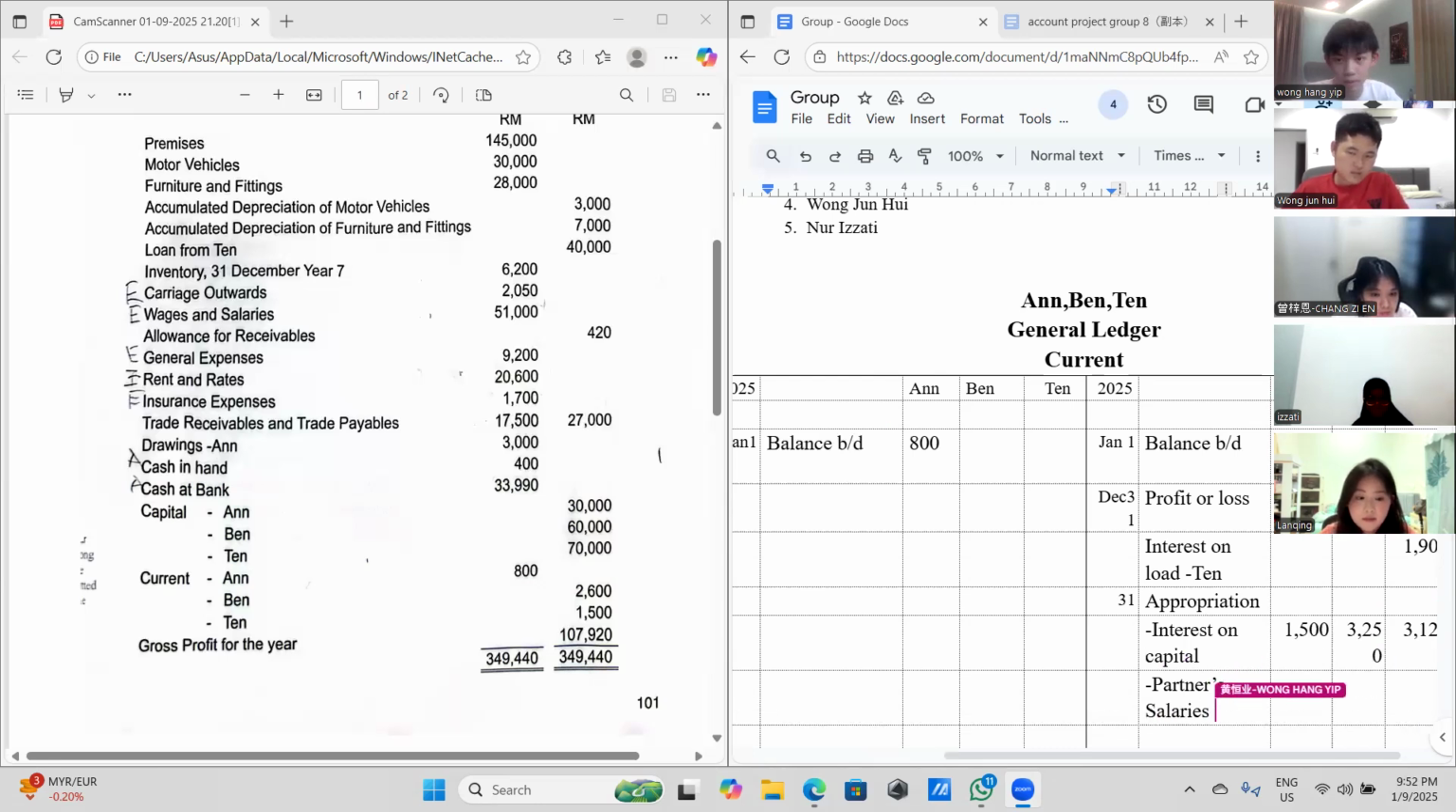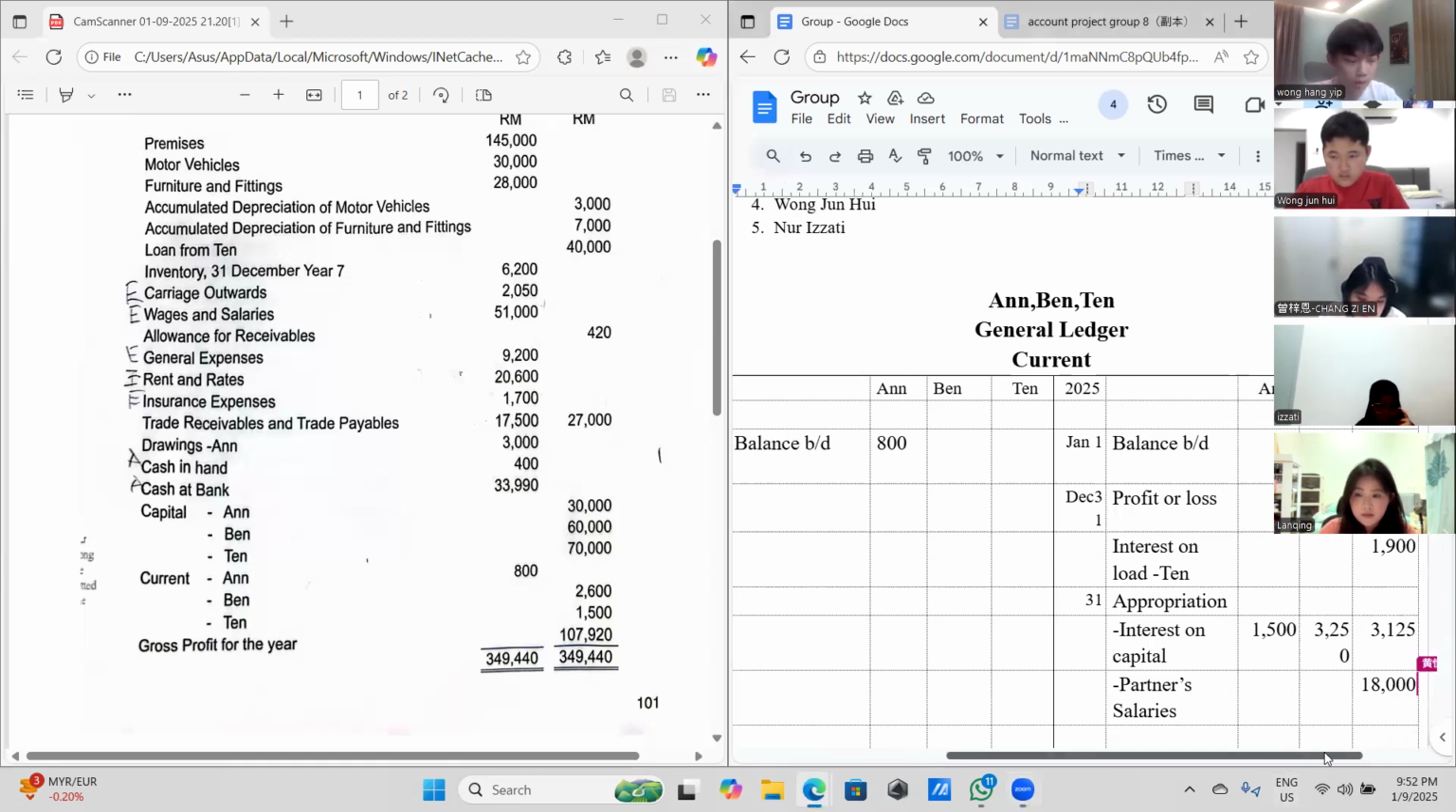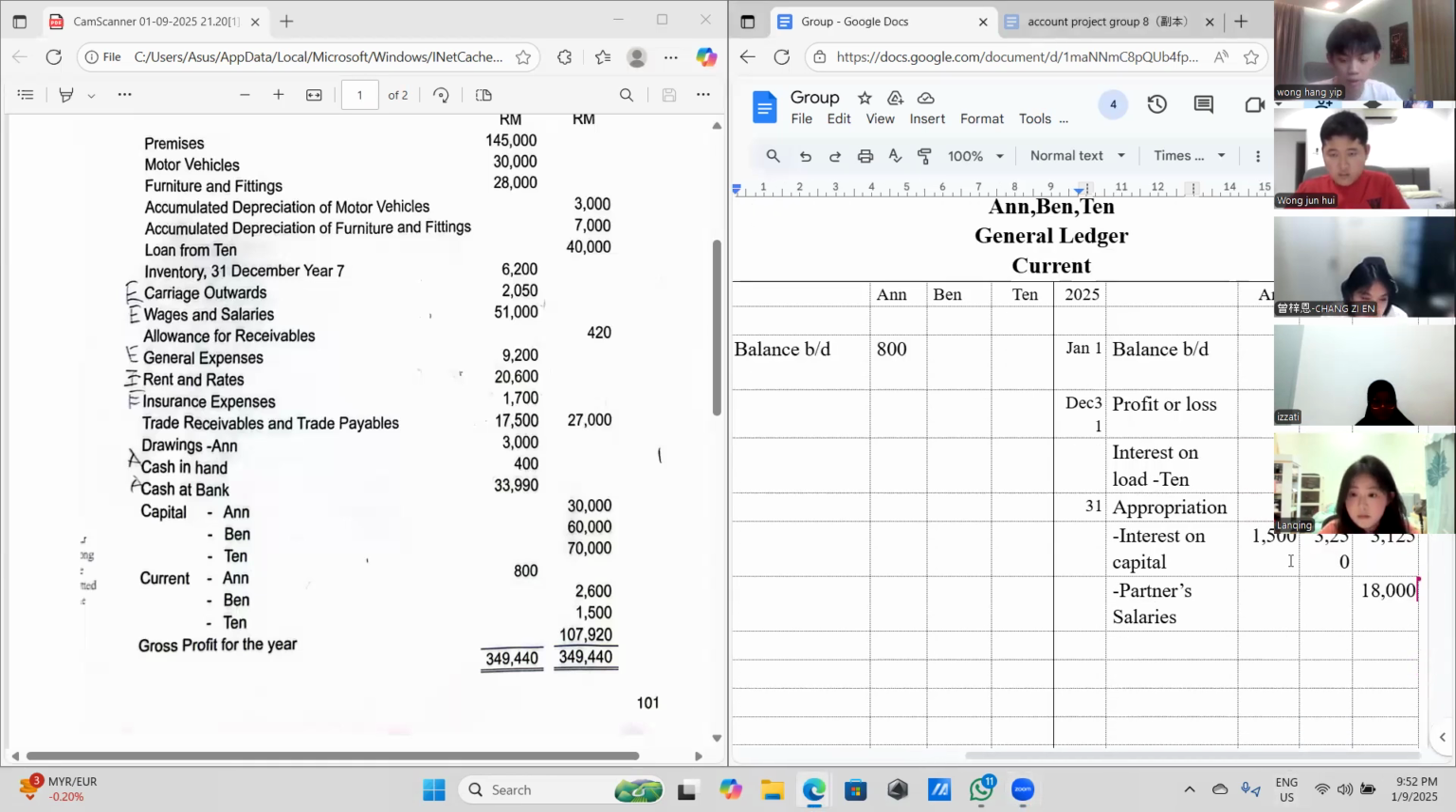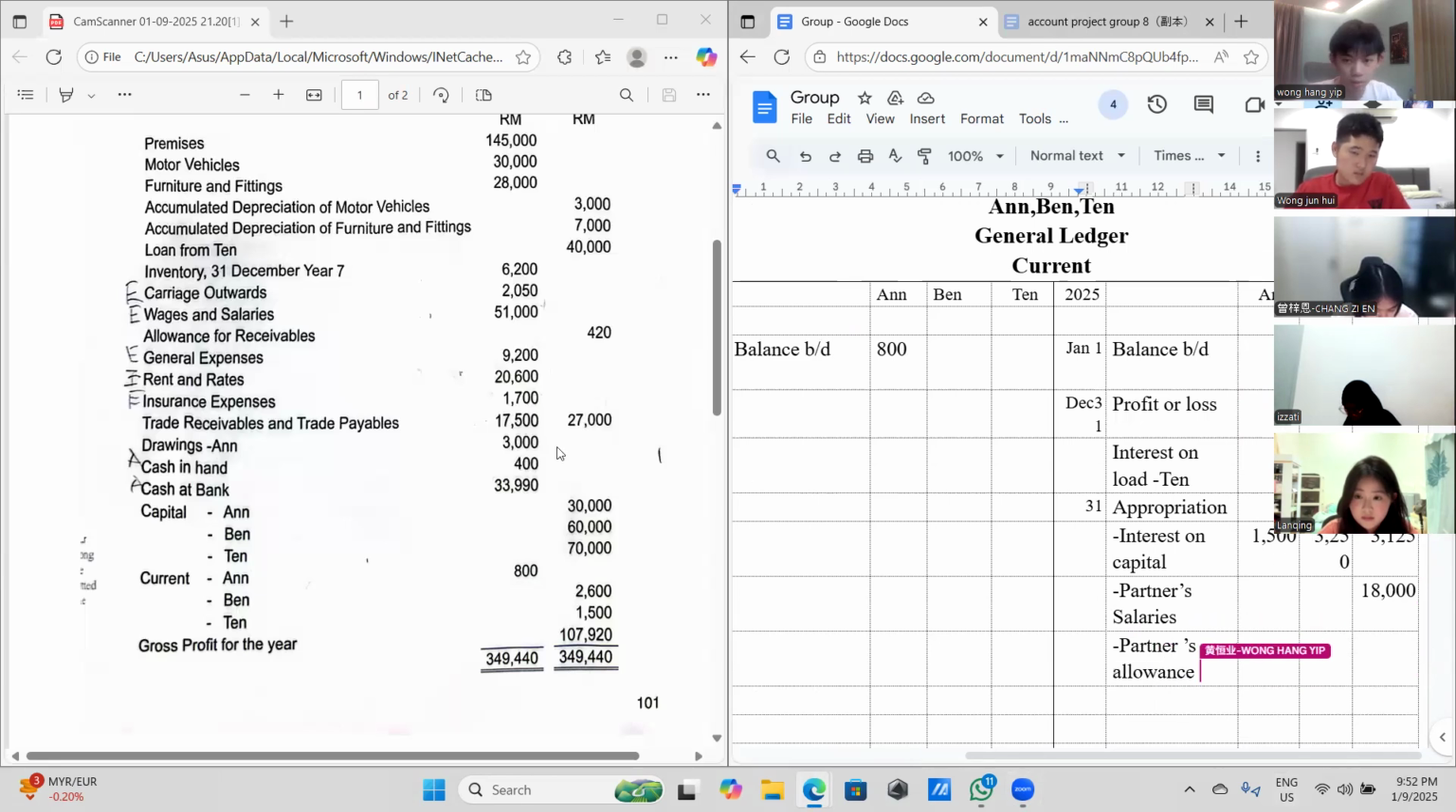And the next one is partner salary. And the partner salary is just given to Ten. It should be 80,000. And the next one is partner allowance. And the amount is 5,000. And it's done for the credit side.